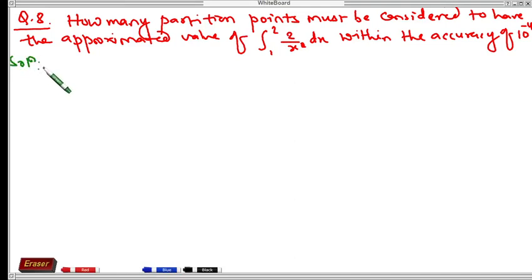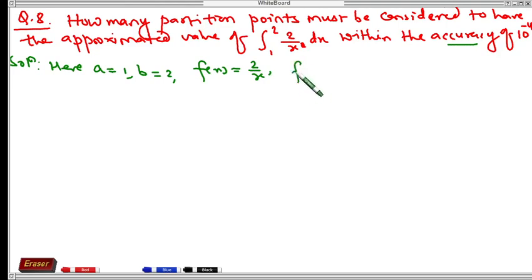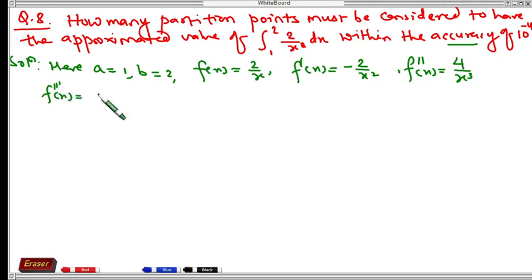Okay, the solution. Here, a equal 1, b equal 2, then f of x equal 2 by x. So to find the approximate value here, about error accuracy, we need to find the fourth order derivative in this Simpson's rule. That's why find f dash x, minus 2 by x square, f double dash x, that is 4 by x cube, and f triple dash x, that may be minus 12 by x to the power 4, and f iv, the fourth order derivative, is 48 by x to the power 5. First, we have to find this.